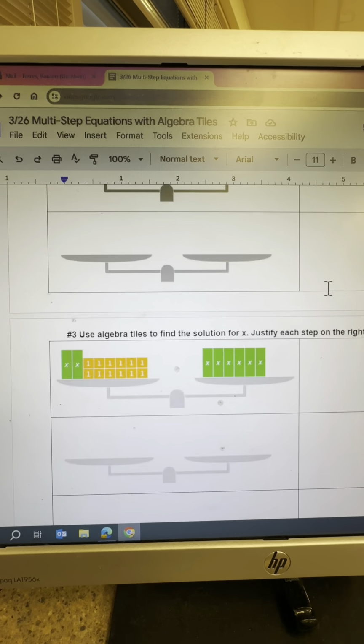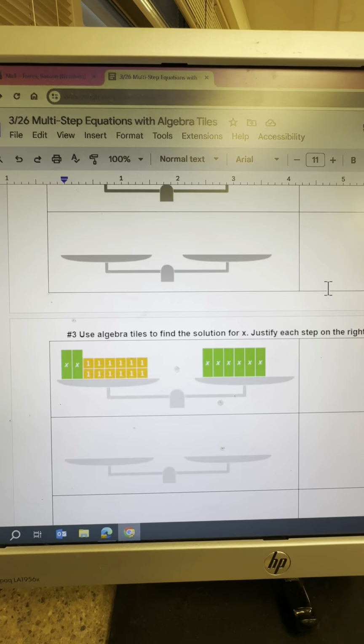You can see here my next step was to combine my 0 pairs. So I combine the 0 pairs together. I'm left with 2 y's over here and only 6 1's on this side. And then we also have 8 1's on the same side over here. So my next step is to isolate the y. In order to isolate the y's, that means I got to get rid of these 1's.